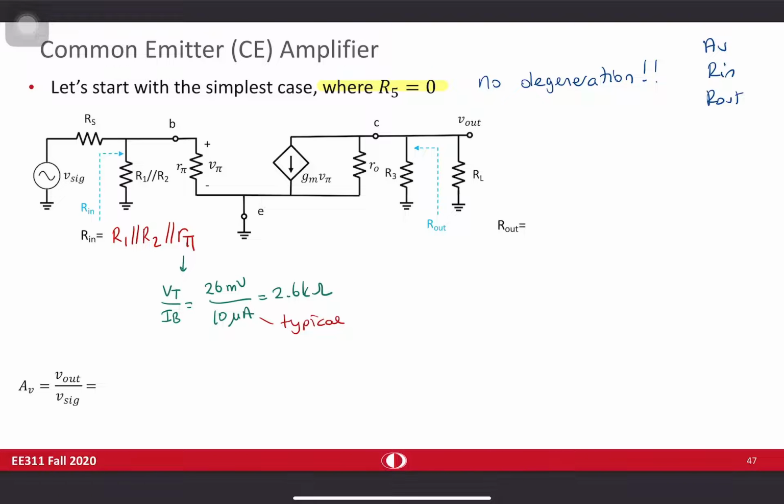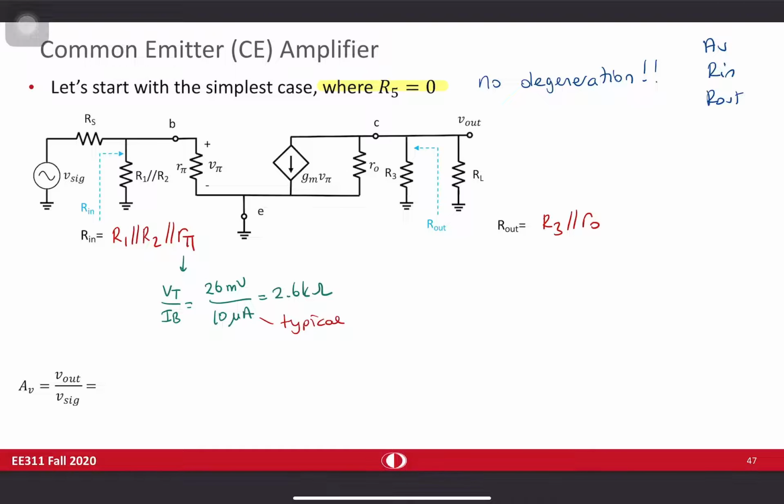So I can write it as R3 in parallel with R0. You can check it by applying the normal algorithm, like apply Vx, try to pass Ix, kill all the independent sources, and you will find the same result. If you have any question about this R out value, please do it by yourself and verify that it's like this.